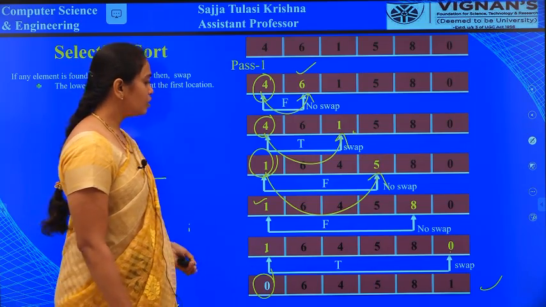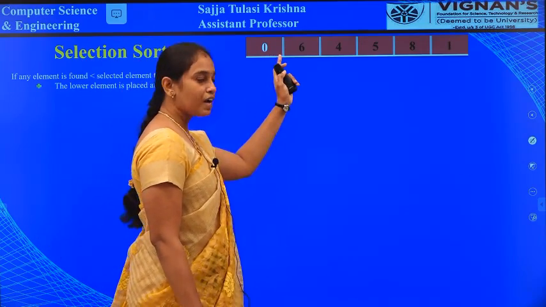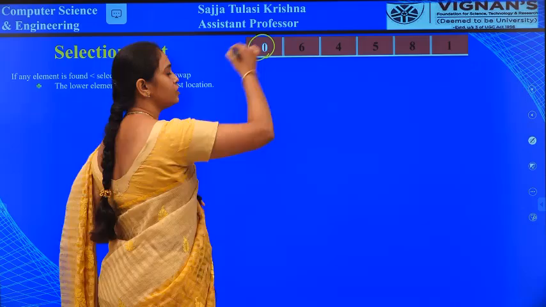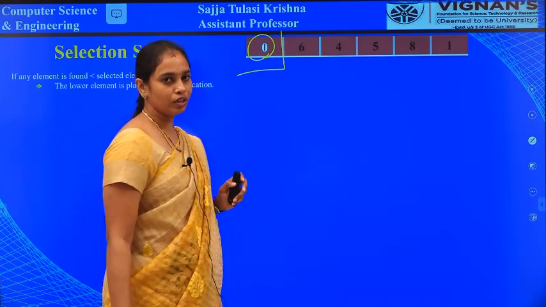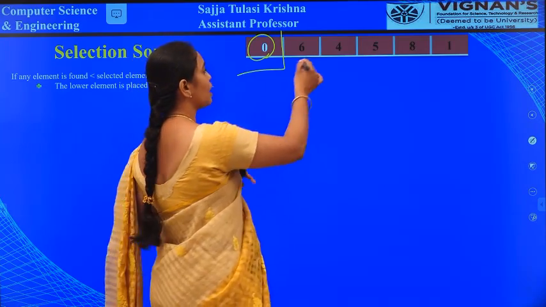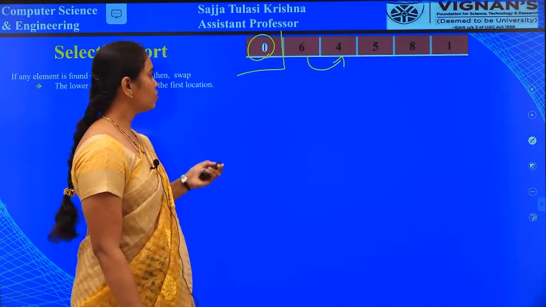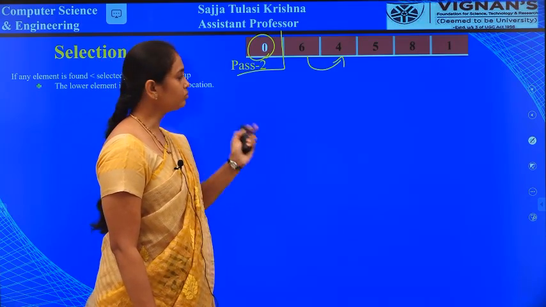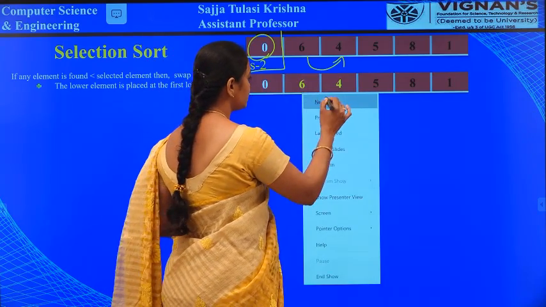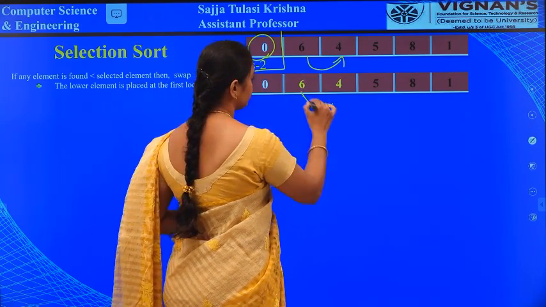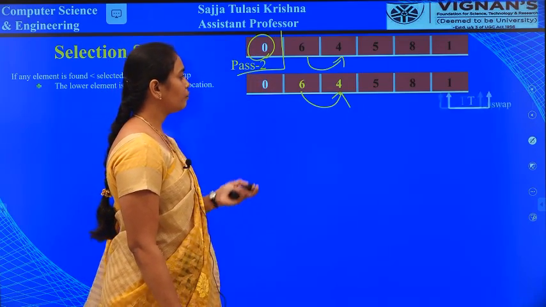Now coming to the second pass. In the second pass, do we need to compare this first element? No, because it is already sorted. So the comparisons start from the second one. Now coming to pass 2. This is the selected one now. It is compared with the next element.